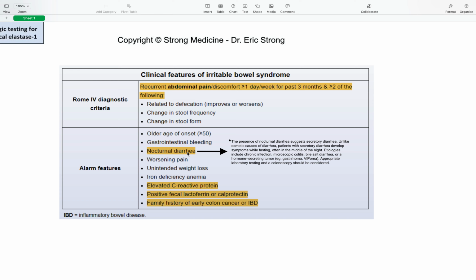And especially in nocturnal diarrhea, if you previously labeled the patient as irritable bowel syndrome, however, this patient presents to you with nocturnal diarrhea, this suggests secretory diarrhea. Okay, as we have discussed earlier, secretory diarrheas present with nocturnal diarrhea, unlike osmotic causes of diarrhea, right? Patients with secretory diarrhea develop symptoms while fasting, often in the middle of the night, and etiologies include chronic infections, microscopic colitis, bile salt diarrhea, or a hormone secreting tumor like gastrinoma, VIPomas. Therefore, appropriate lab studies and colonoscopy must be considered in patients who present with such symptoms in irritable bowel syndrome.